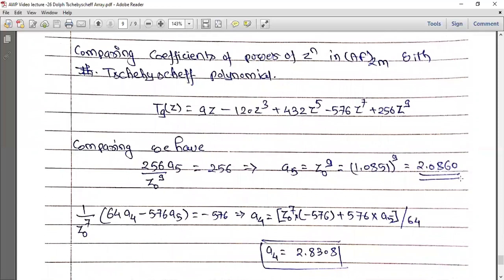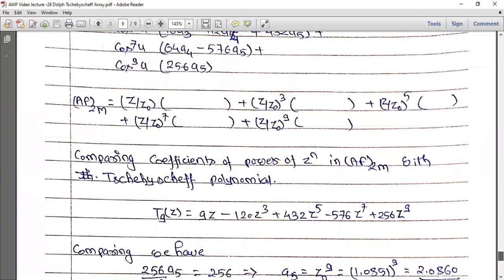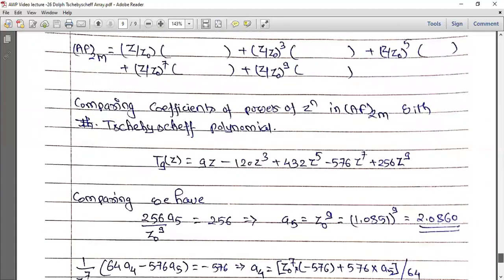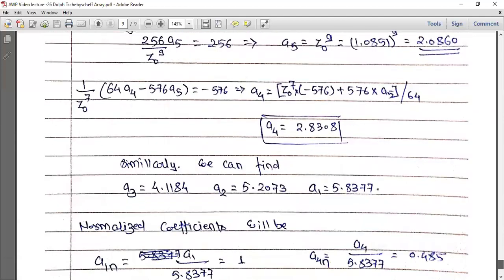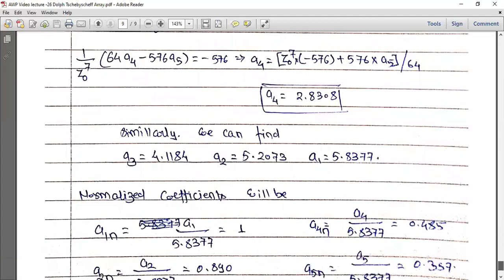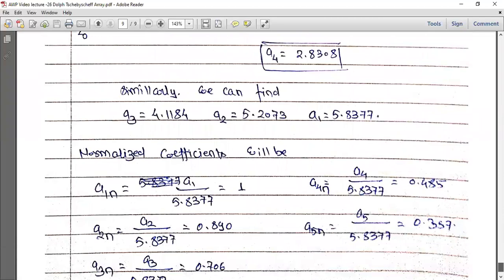Using this value of A5 and comparing the powers of Z to the power 7 in the array factor and the Chebyshev polynomial, the equation will be like this: 1 upon Z0 to the power 7, 64 A4 minus 576 A5 is equal to minus 576, and you have A5 equal to 2.0860. Substituting here, when you solve it, you find that A4 is given by 2.8308. Similarly, A3, A2, A1, and all the coefficients you can find.